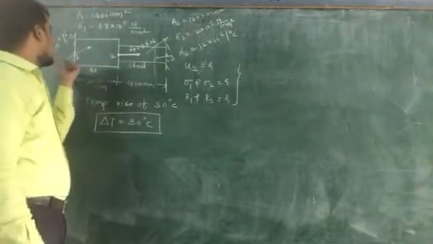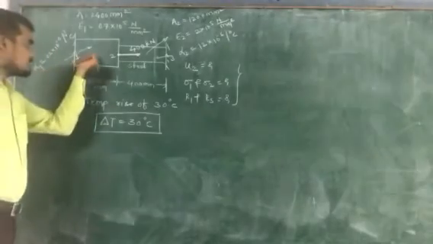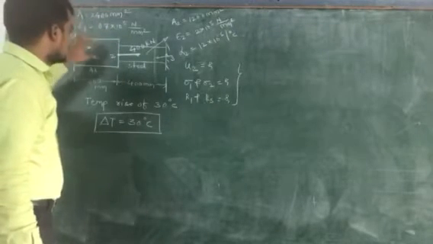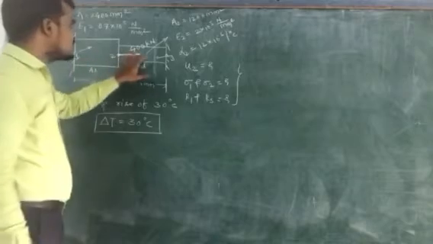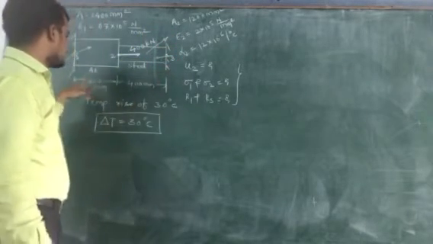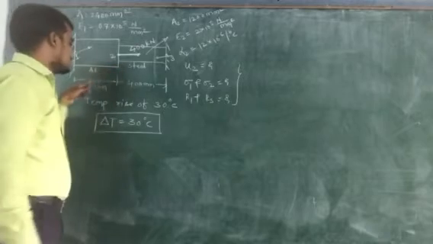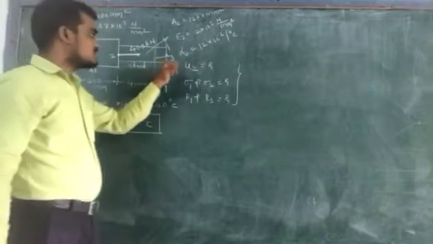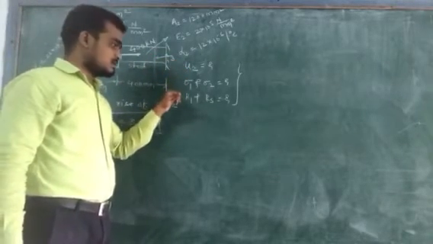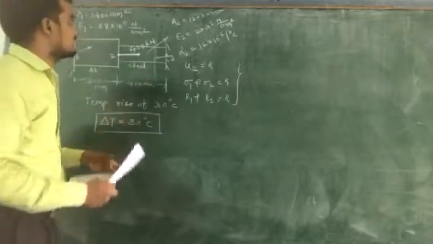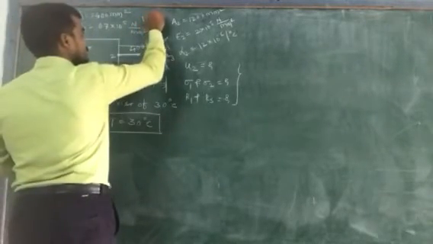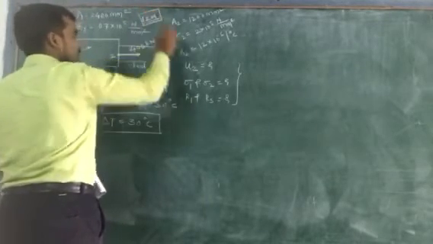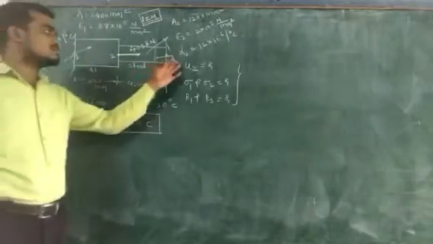Also they have mentioned the coefficient of thermal expansion, alpha 1 for the aluminium as well as alpha 2 for the steel. All the values are given: A1, E1, alpha 1 for the first material, and A2, E2, alpha 2 for the second. The lengths for the aluminium and steel are 300 mm and 400 mm. We need to find first the displacements, second the stresses, and third the reactions. This example is asked for 12 marks in your end semester examination, which means each term carries 4 marks.